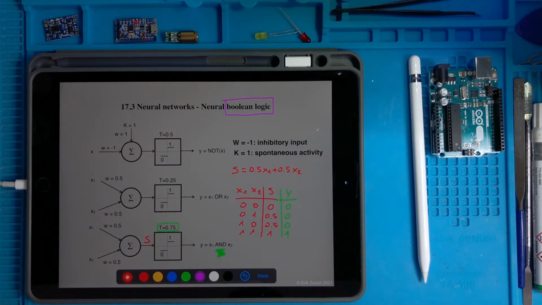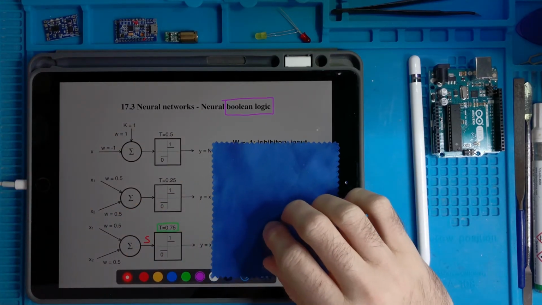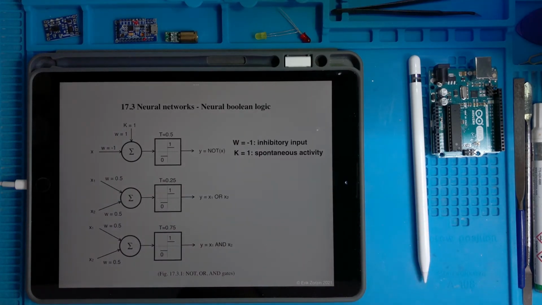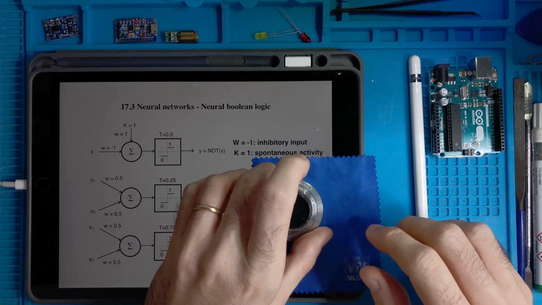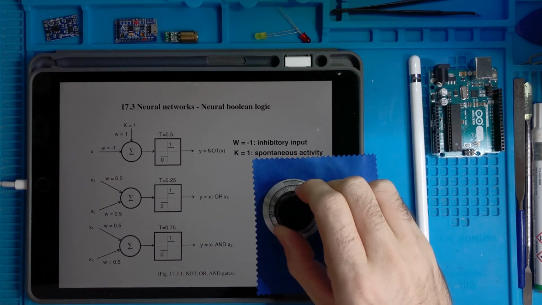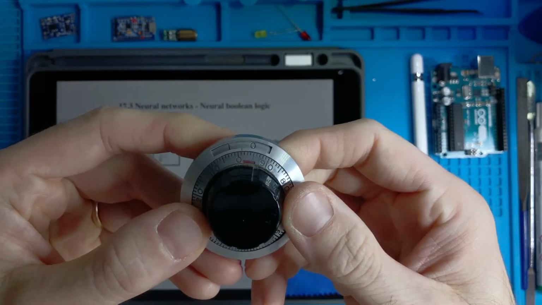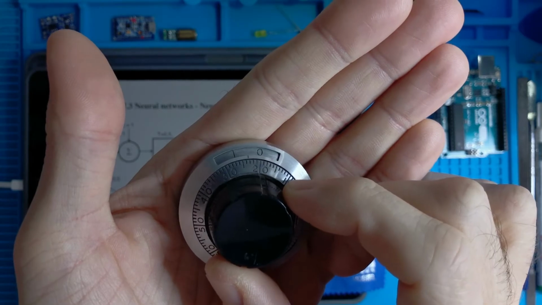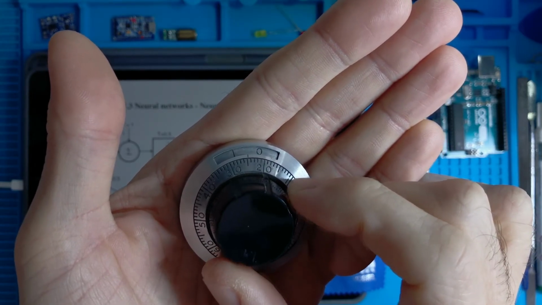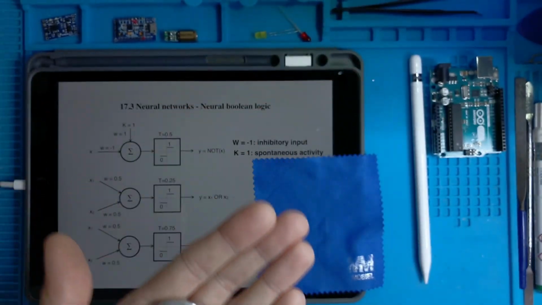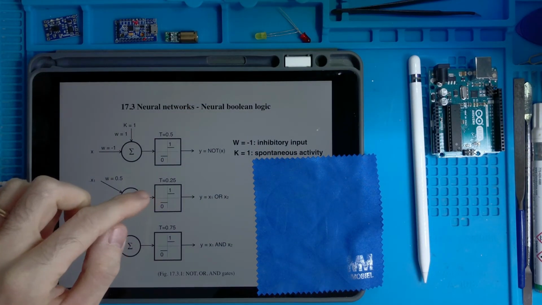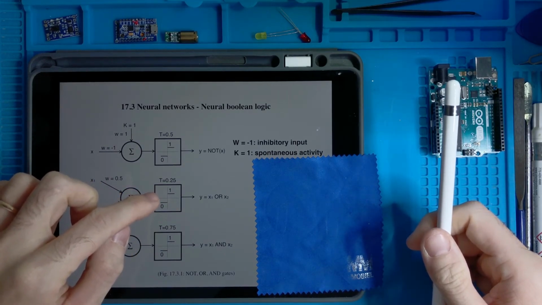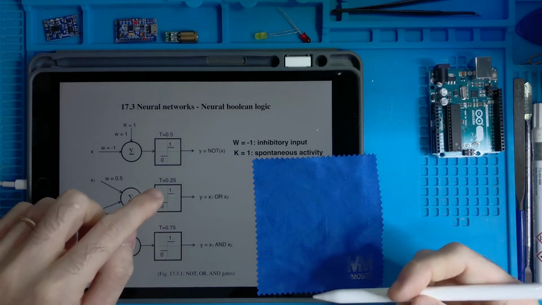So I prepared a little thing here. Imagine you have a knob like this. I don't know if you can see it, but let's say that we put the threshold at 0.25, like this. So if you see, for instance, the only thing that makes this circuit an OR gate or an AND gate is just the level of threshold.